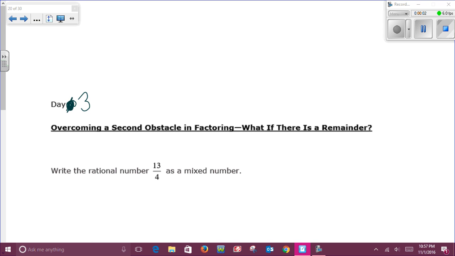Hi, and welcome to day 3 of more factoring. It says overcoming a second obstacle in factoring. What if there is a remainder?